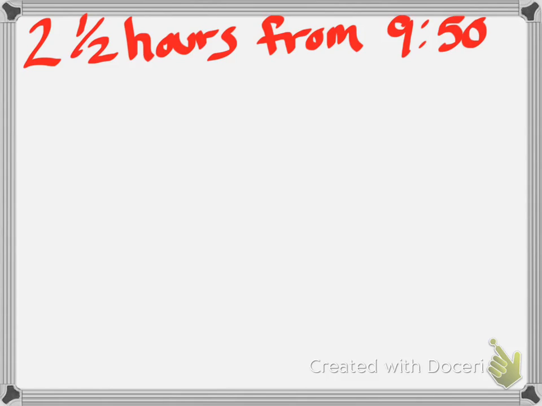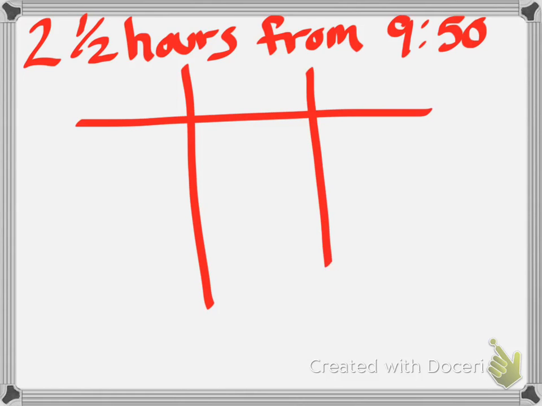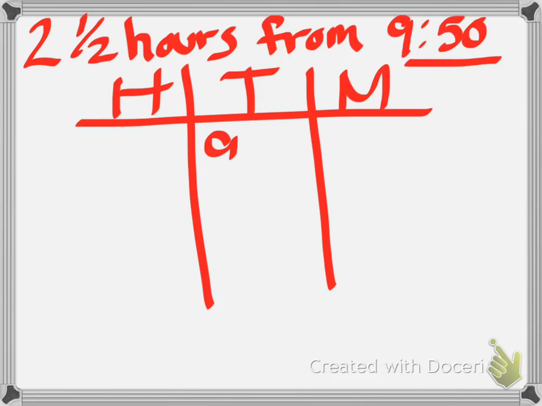Okay, now let's go ahead and figure out a different type of elapsed time problem. We're actually going to be doing something a little differently. We have 2.5 hours from 9:50. So you still do the same thing. You still go ahead and create that graphic organizer with the time, hours, and minutes. You still have your start time. Our start time here is 9:50.